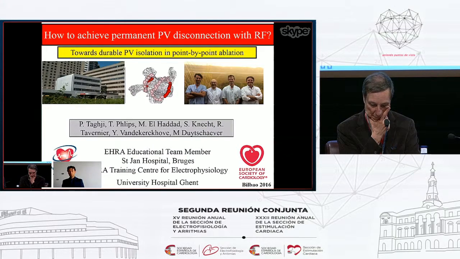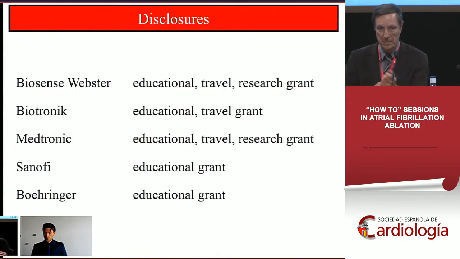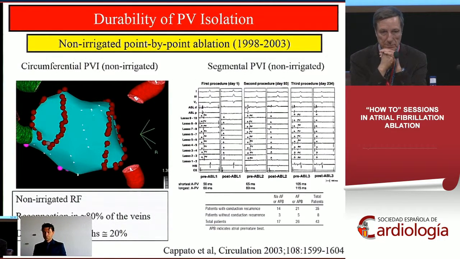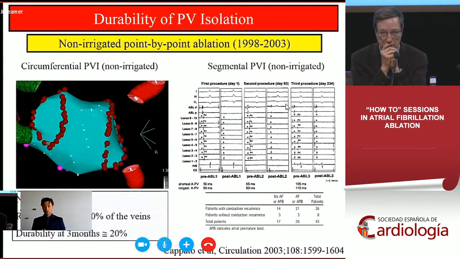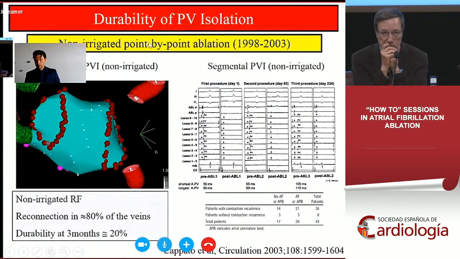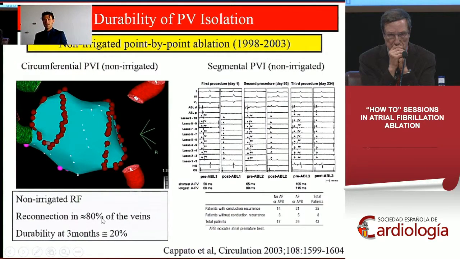How to achieve permanent PV disconnection with radiofrequency. And I think we need to go through a small introduction, and that is almost history of AFib ablation. It all started with non-irrigated point-by-point ablation. And we know that when we use non-irrigated point-by-point ablation, reconnection was observed in almost 80% of the veins, meaning that the durability at 3 months was almost only 20%.